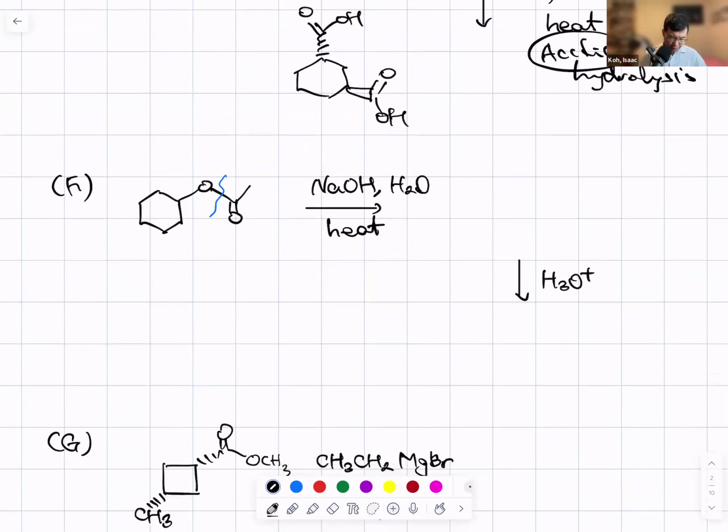And E, we have an ester right there. Here we have an ester and sodium hydroxide in water. So this is a biphasic reaction with heat. This condition is basic hydrolysis.